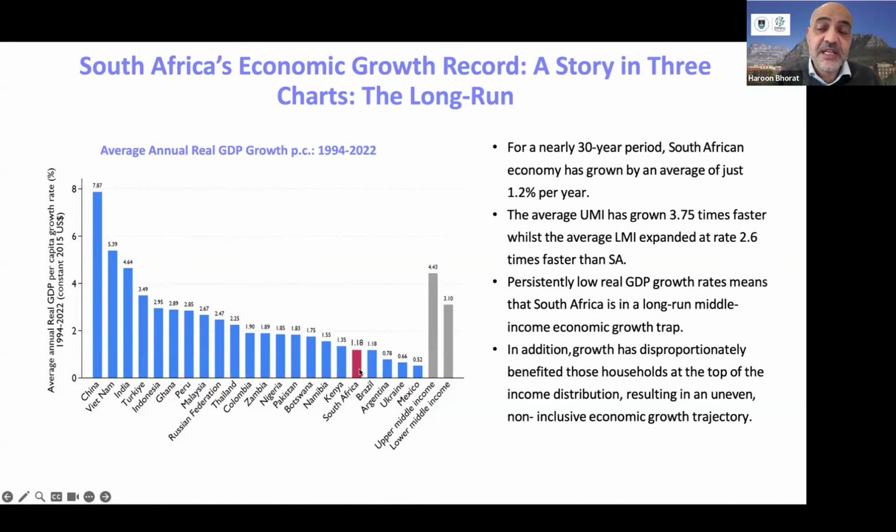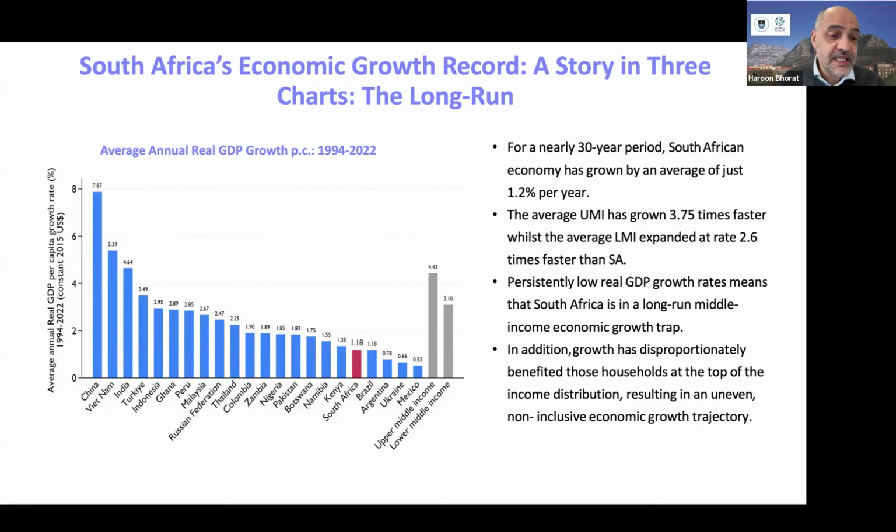Essentially, South Africa is in red at the bottom of the class. Just think about this. Over the 30-year period, South Africa has been growing at an average annual real GDP per capita growth rate of 1.2%. That's 1.2% every year for close on 30 years. Compare that to China, which has been growing close on 8% every year for close to 30 years. That's the kind of growth momentum you really need.